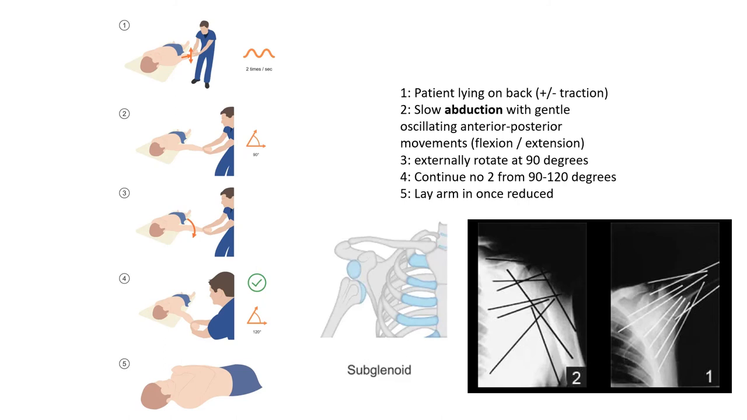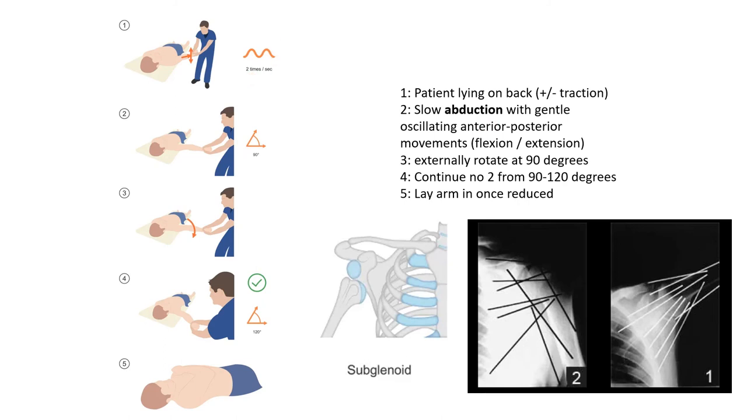And this is where you have the patient lying on the back, and some versions of this say you have to use traction, but Cunningham and others rule against this. Maybe just gentle traction, but not a lot. And then you'll slowly and gently abduct the shoulder.